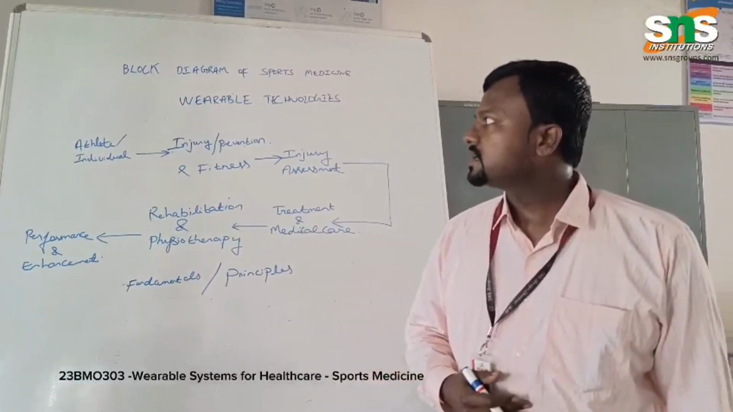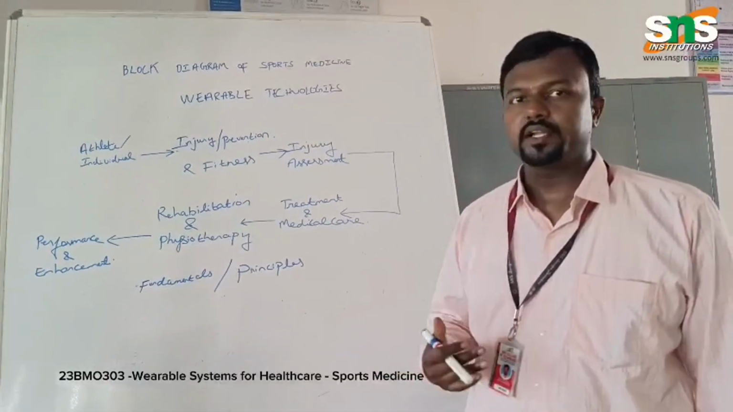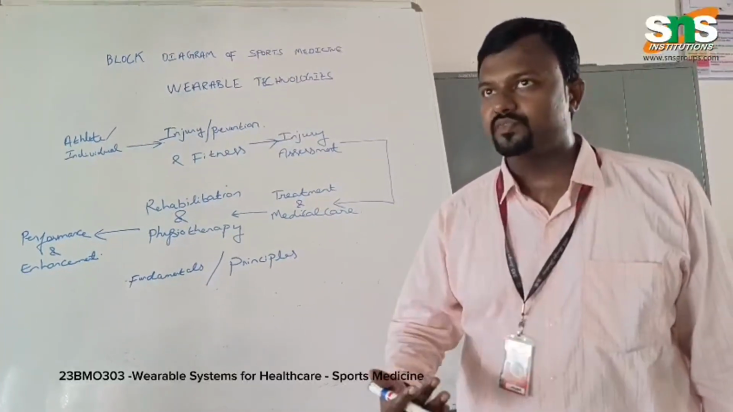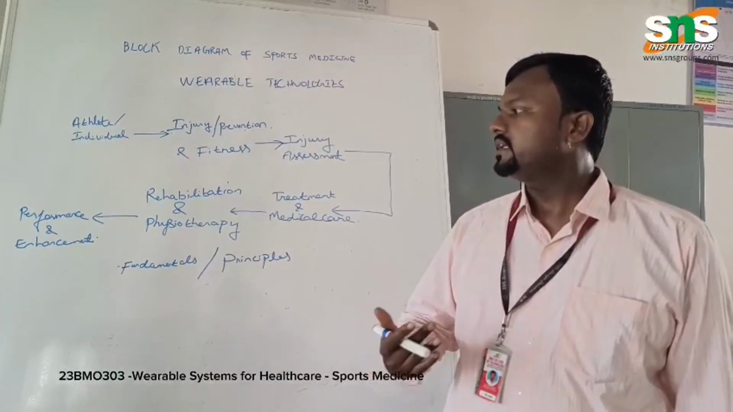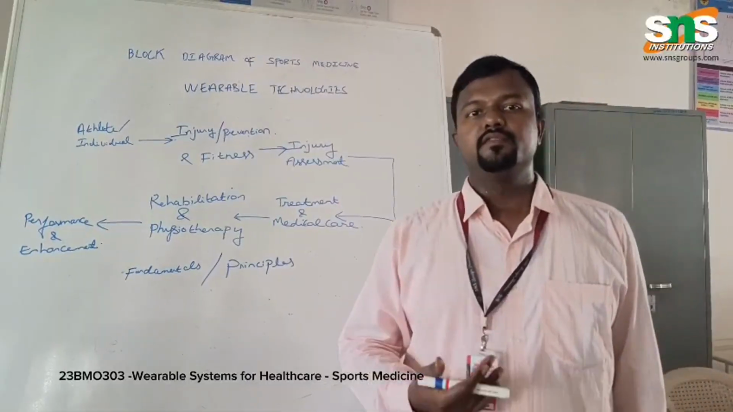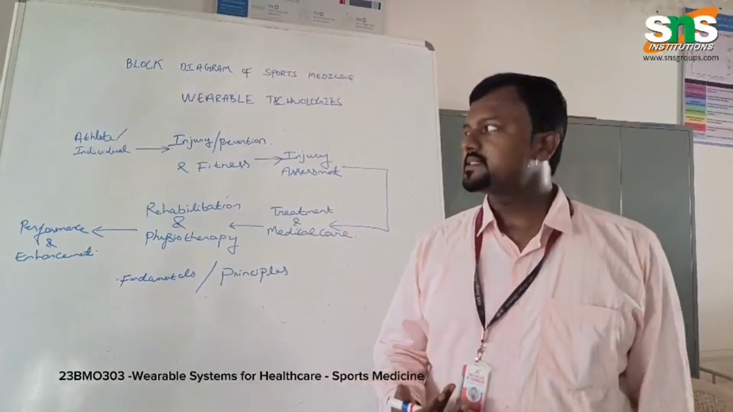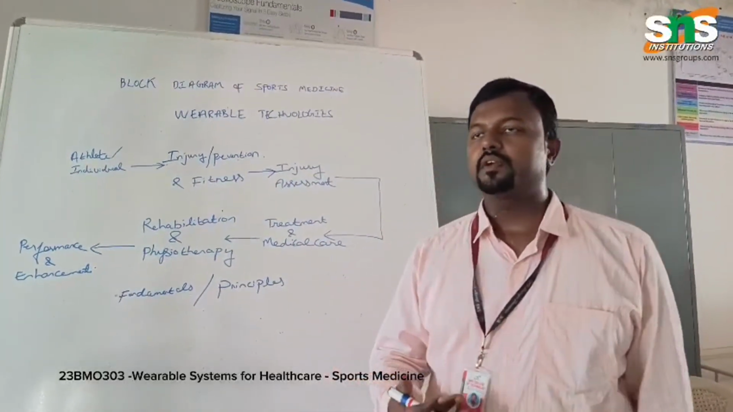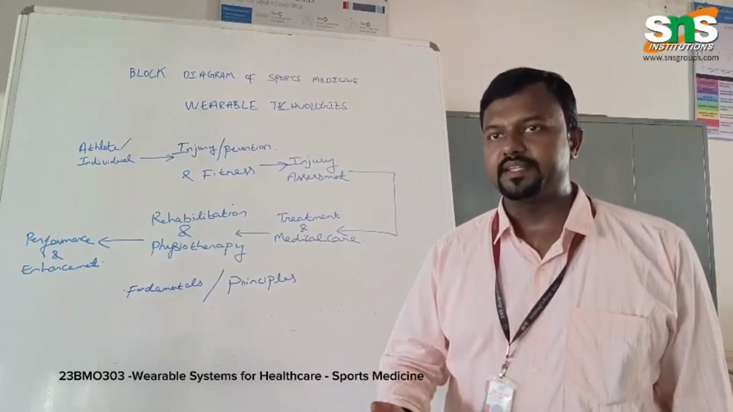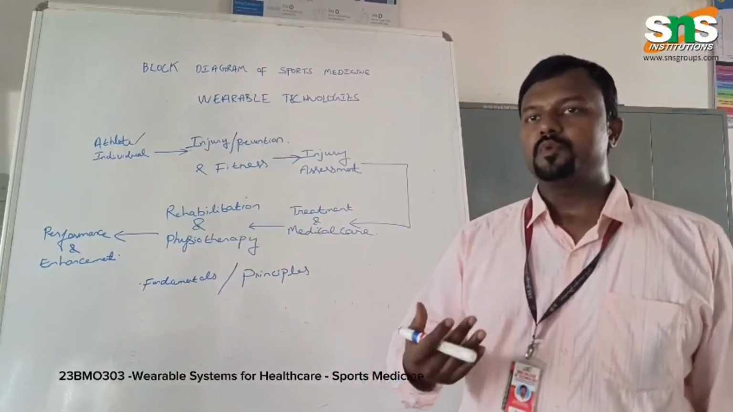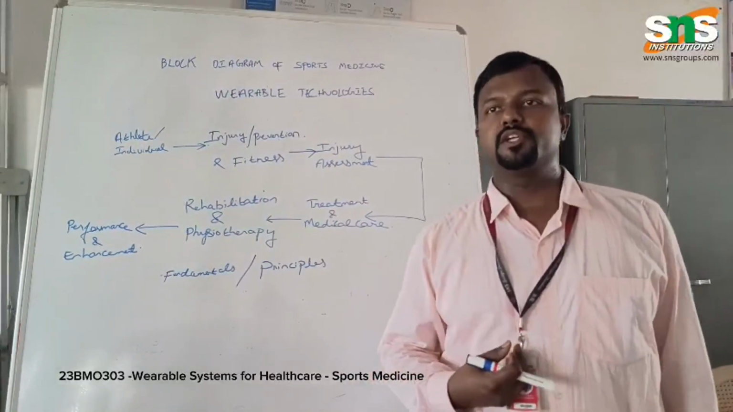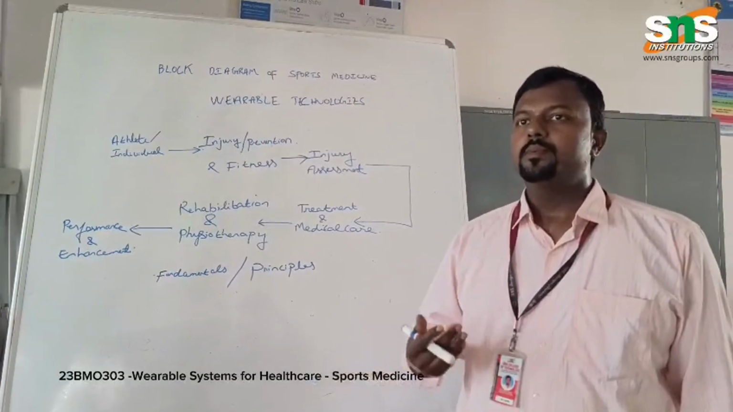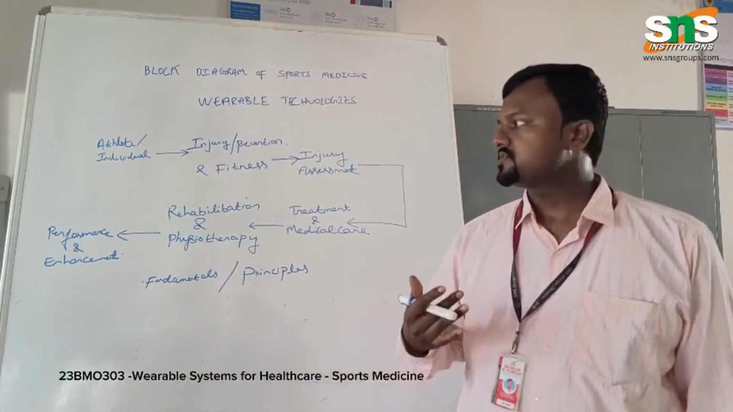Here, we will discuss sports medicine. This block diagram shows, starting from an athlete or an individual, what happens if an injury happens, and finally how he is getting treated. For example, if an athlete gets a minor injury, he or she can treat themselves with some kind of wearable device. For example, a small device called the massager machine, which is used to make the muscles smooth and soft.